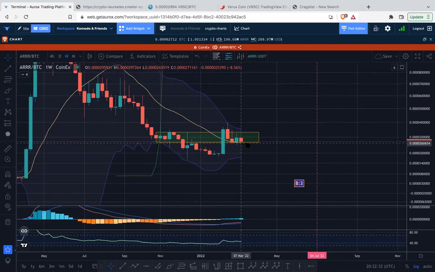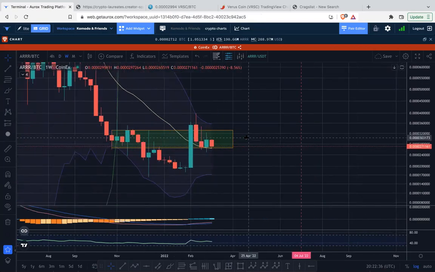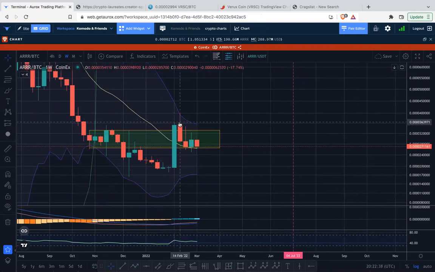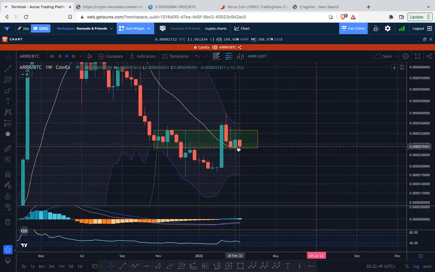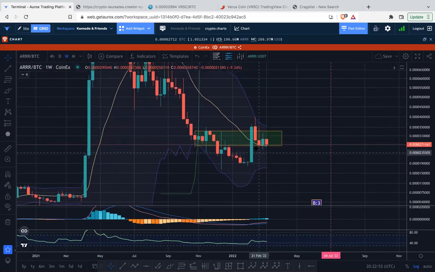But we have this supportive action on the 20-week moving average after having broken above. Now you can imagine from the previous chart, it broke above that lower zone, and now we're finding support above the previous all-time high. So that's where we are, and that's on a weekly. So important action price-wise here.